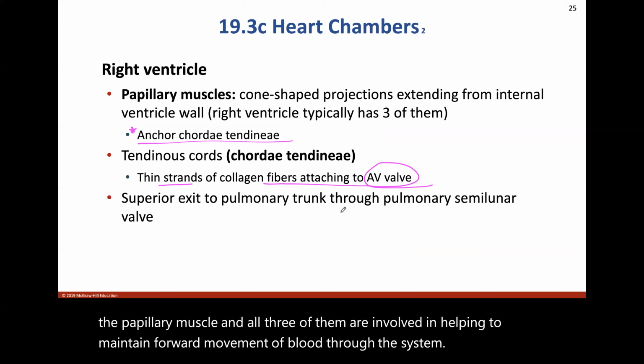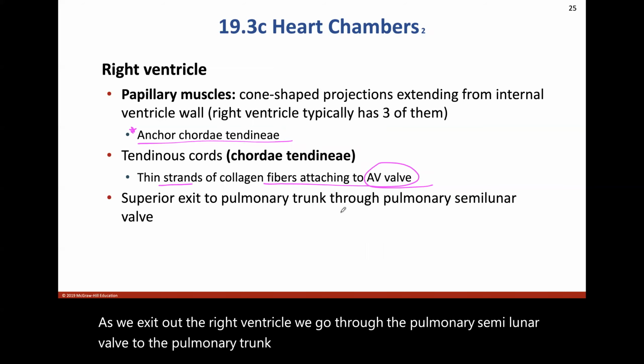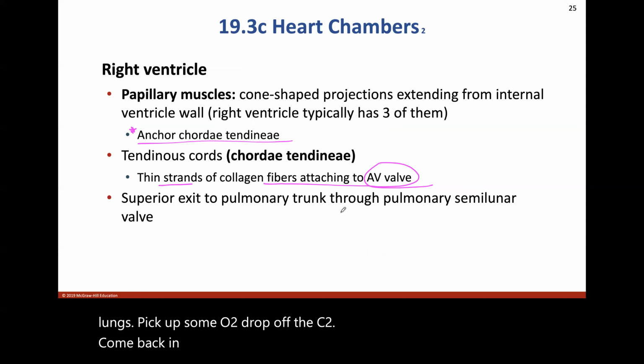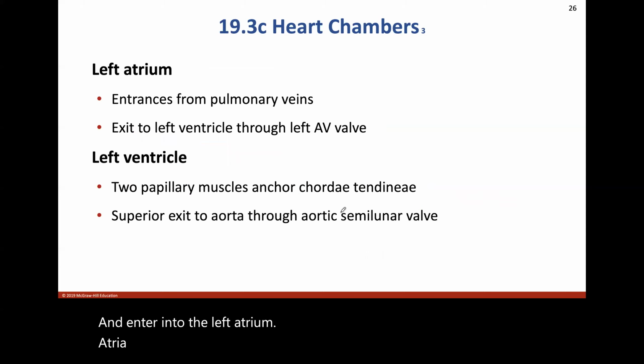As we exit out the right ventricle, we go through the pulmonary semilunar valve, to the pulmonary trunk, to the left and right pulmonary arteries. Go to the lungs, pick up some O2, drop off the CO2. Come back in pulmonary veins and enter into the left atrium. Atria just collect blood. That's all they do. Nothing fantastic.